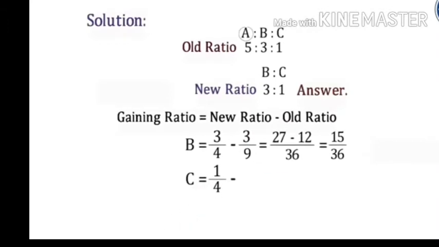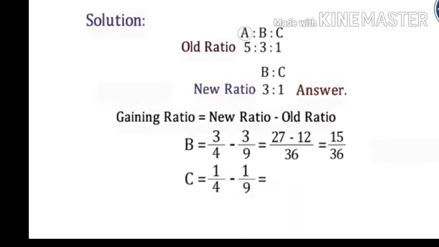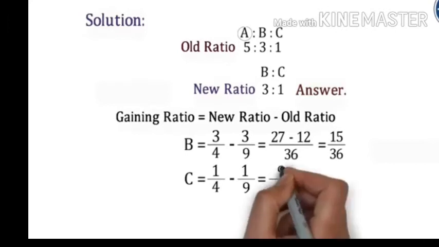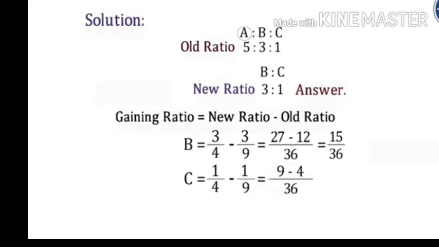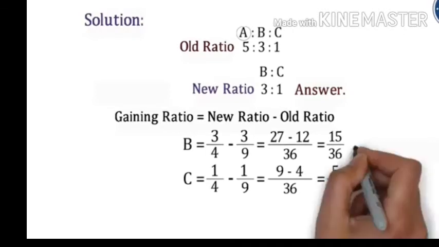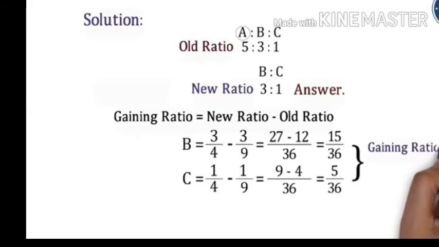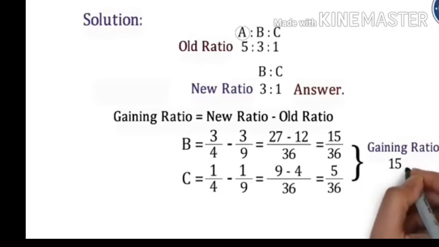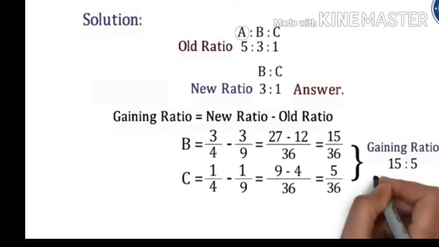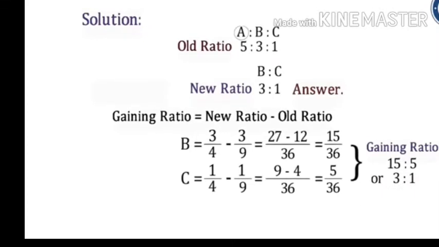Same, we have to calculate the ratio for partner C. New ratio is 1 upon 4 and the old ratio is 1 upon 9. 1 upon 4 minus 1 upon 9 gives 5 upon 36. So our ratio is 15 to 5, it will be cancelled, reduced. So 5 ones are 5, 5 threes are 15. So gain ratio will be 3 is to 1, or we can say 15 is to 5.